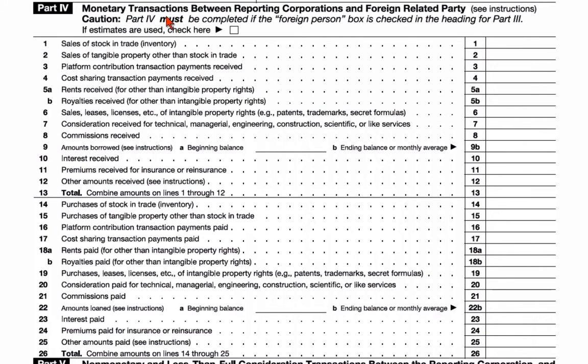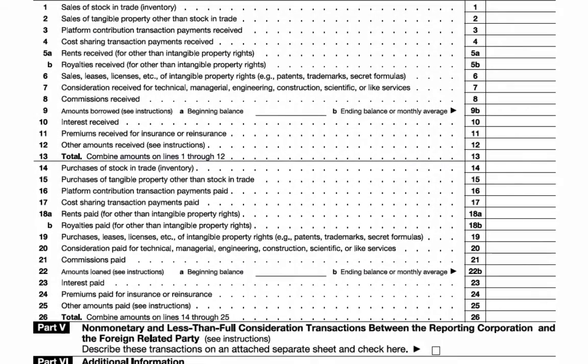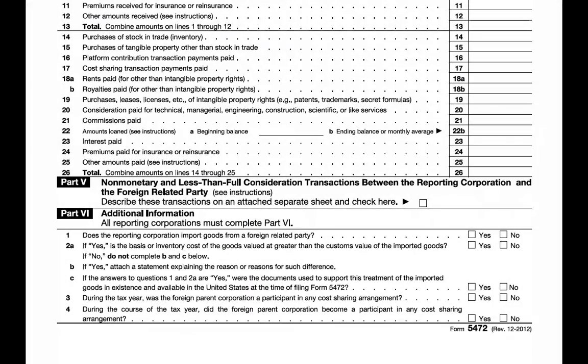In Part 4, you list the monetary transactions between the reporting corporation and the foreign related party. For Part 5, you attach a statement reporting non-monetary and less than full consideration transactions between the reporting corporation and the foreign related party. Part 6 has some additional questions that need to be answered by all reporting corporations.